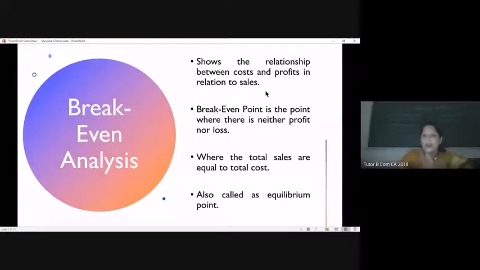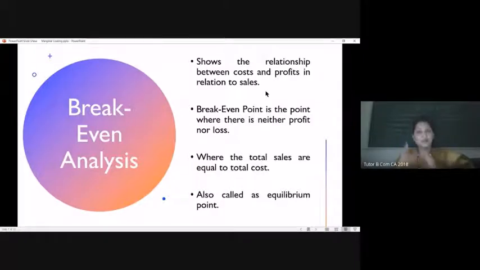The analysis of cost, volume, that is your sales, and profit together is called break-even analysis, because a firm will be able to understand whether it is in the right mode if it has reached at least the break-even point. If not, the firm will have to improve its sales or reduce its cost in order to be in a comfortable mode. Otherwise, they will be making a loss.